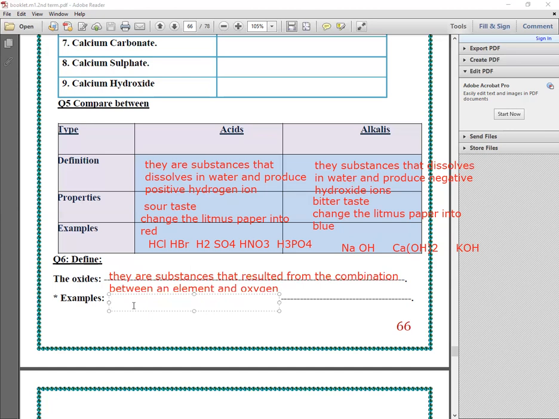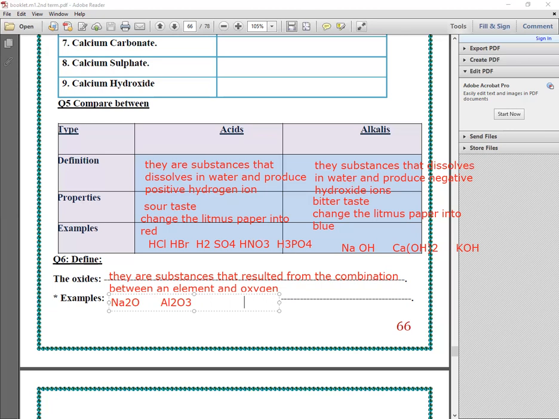Examples like what? Like Na2O, sodium oxide, or Al2O3, aluminum oxide. Okay, this is metal oxide. Reactions between sodium or aluminum, they are metals, and oxygen.